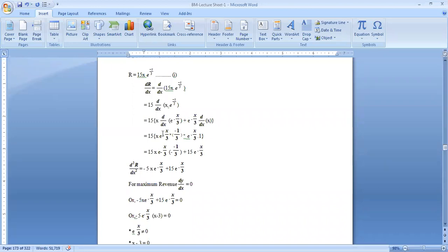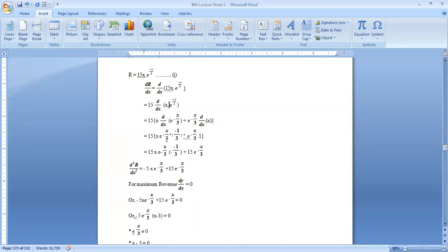Now this 15x e to the power minus x by 3. The formula for e to the power x, you must know; there is a list for differentiation in the group. E to the power minus x by 3: you have to consider the minus x by 3 as x. The formula for e to the power x is e to the power x.